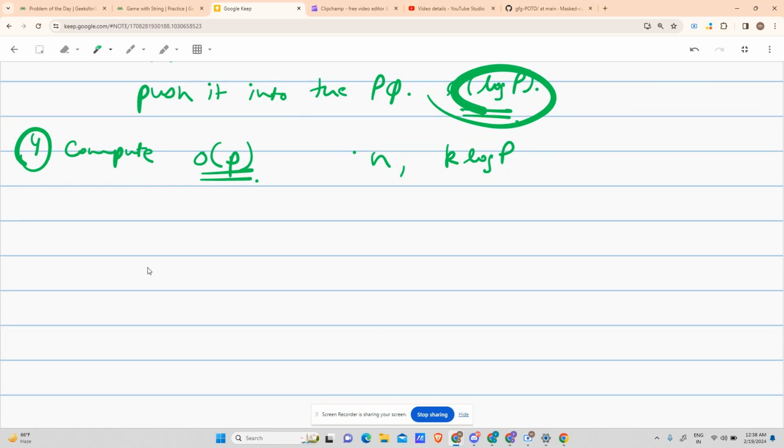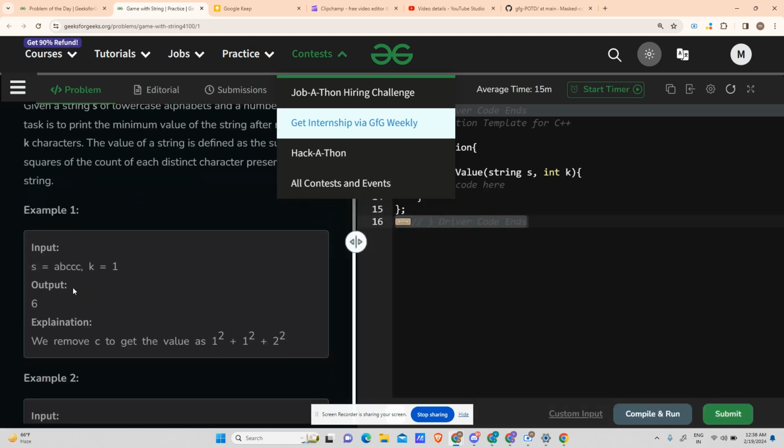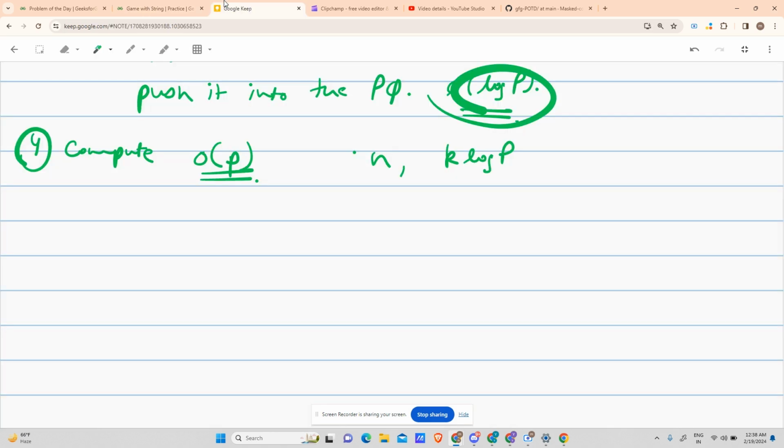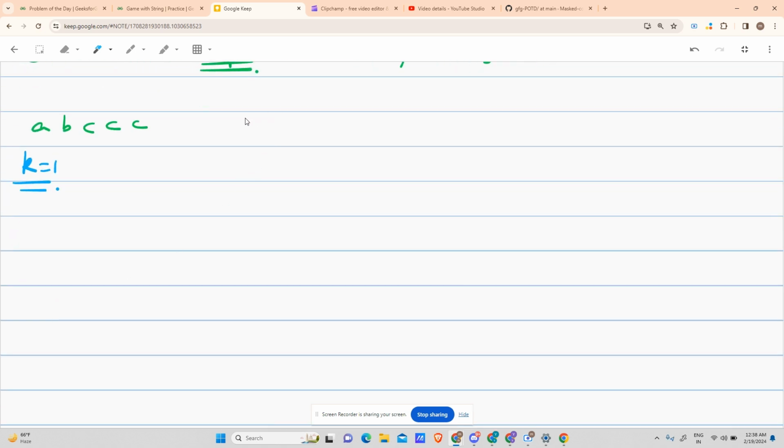Let us discuss the dry run. I will be taking the example given here only. A, B, triple C, and we have to remove only one character. So it is a fairly easy one. What will I do? I will generate a map. Let me say my map is this one. Map will give me A as 1, B as 1, C as 3.